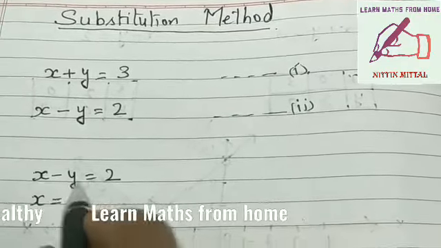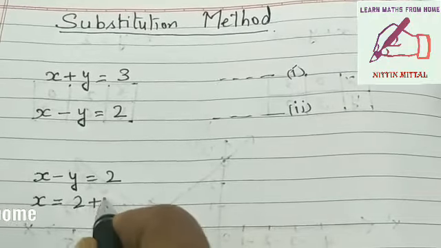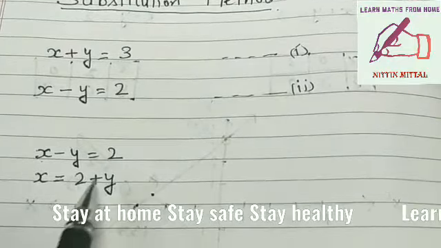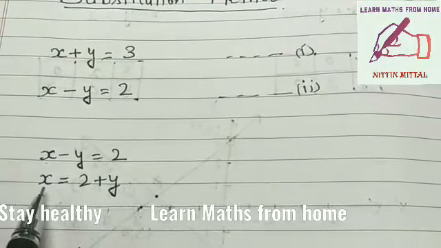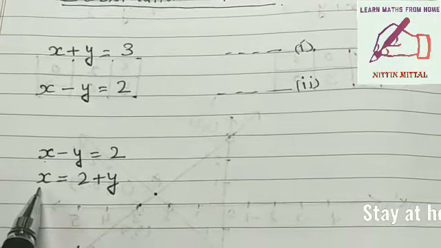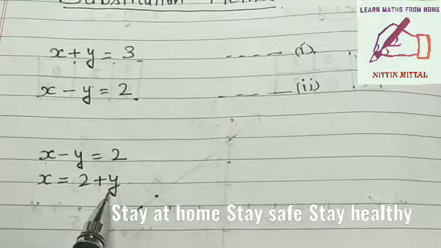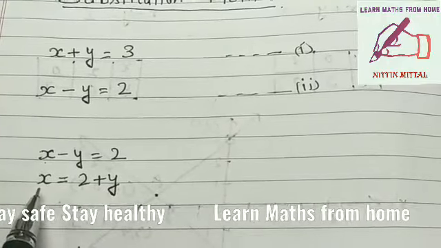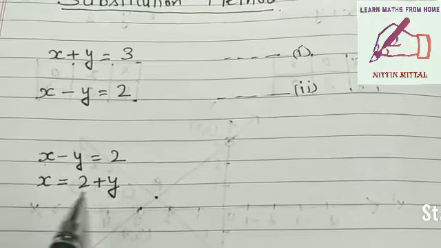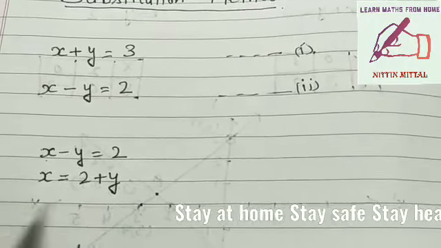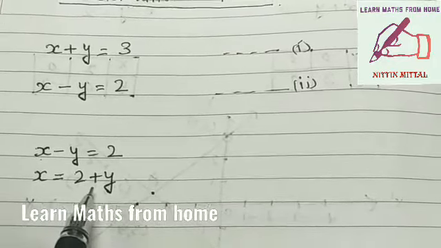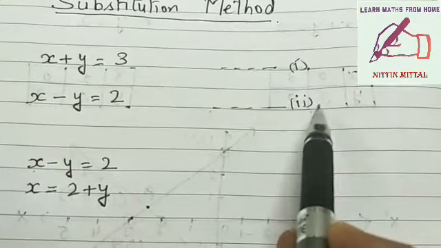So I will take y on the other side, 2 plus y. I have written x minus y equal to 2. How have I written it? I have taken y on the other side. I have written x equal to 2 plus y. This is what we can say, we have expressed x in terms of y, right? So I have written the value of x from this equation. The x value is 2 plus y. 2 plus y is equal to x. This value of x we have made from which equation? We have made it from equation 2.